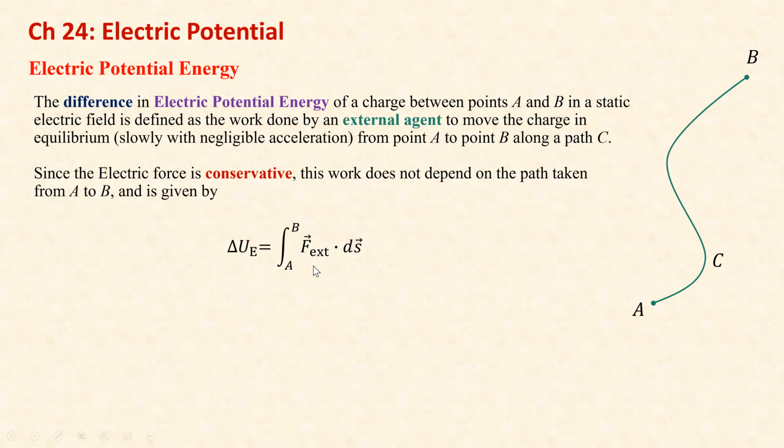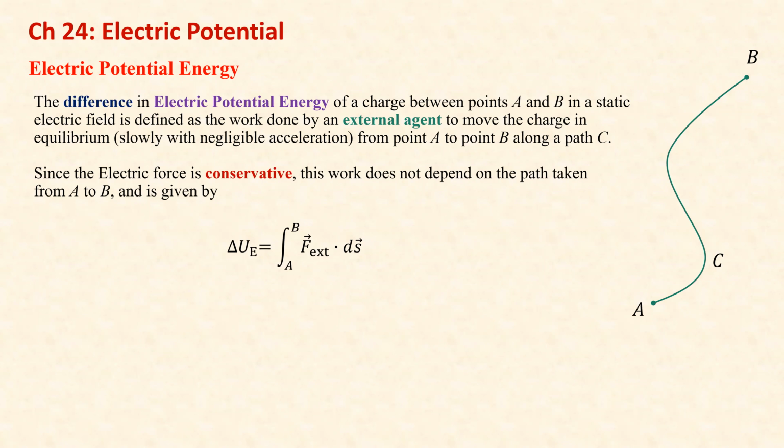The work done, remember from mechanics, the work is the external force dot ds integrated over a path from A to B. And it is path independent because the force is conservative. And this is called the change in electric potential energy.